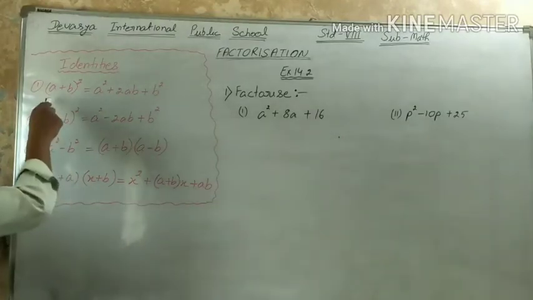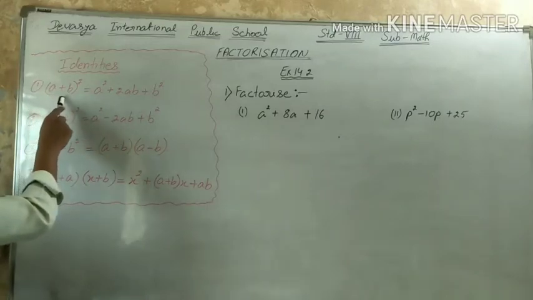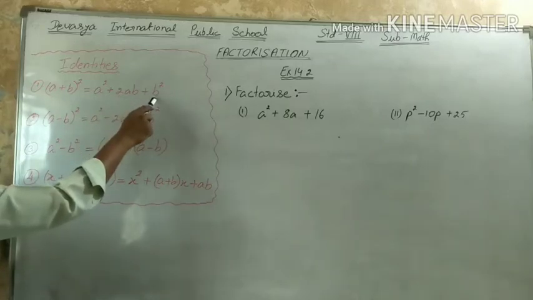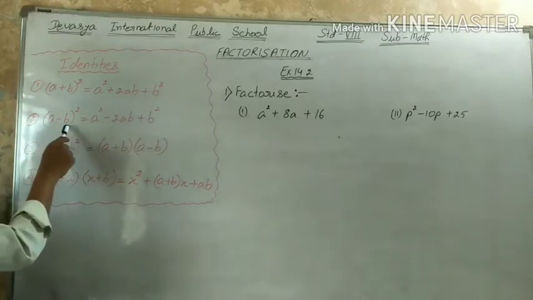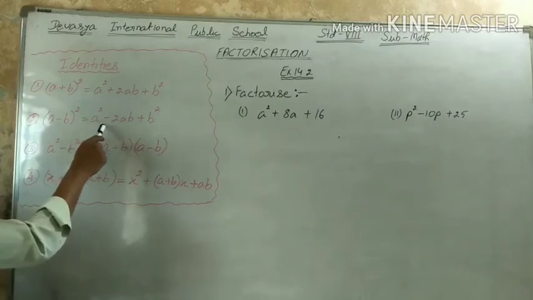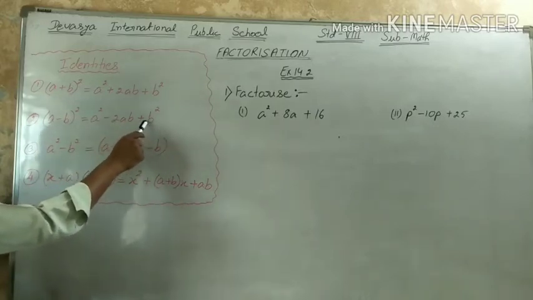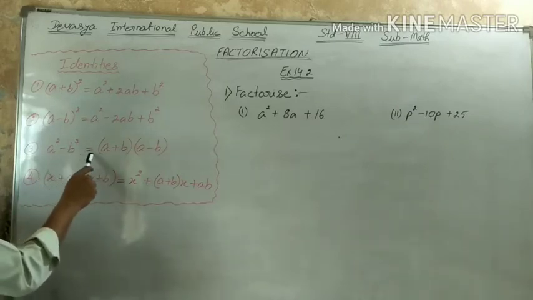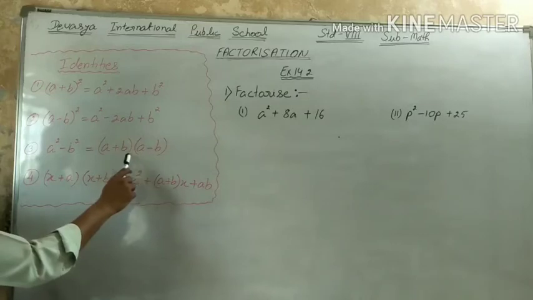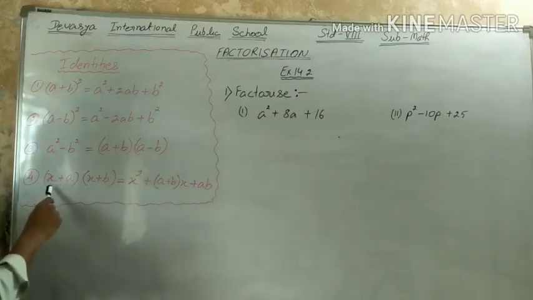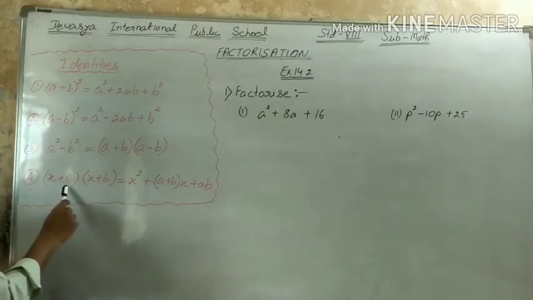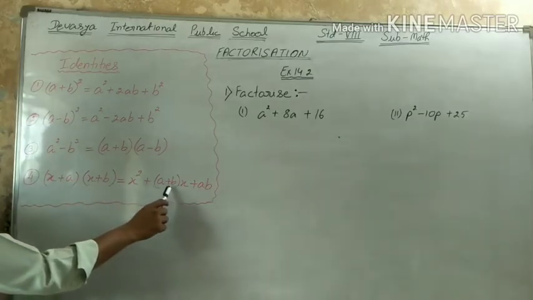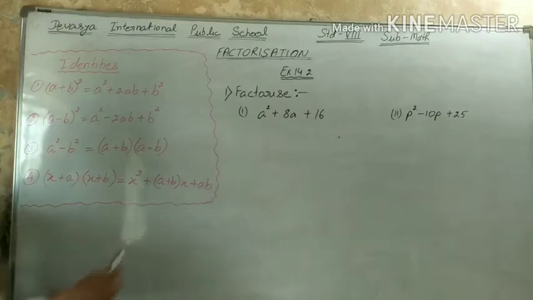The first one is whenever there is an expression (a + b) whole square, we can write it as a square plus 2ab plus b square. When we have the expression (a - b) whole square, we can write it as a square minus 2ab plus b square. When we have the expression a square minus b square, we can write it as (a + b) into (a - b). And lastly, when there is an expression (x + a) into (x + b), we can write it as x square plus (a + b) into x plus ab.